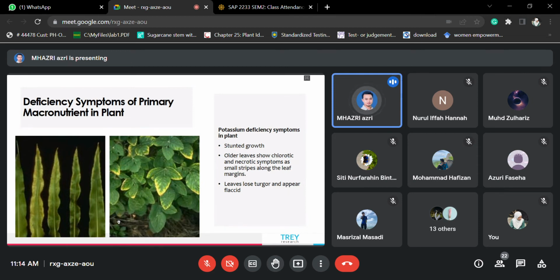Okay, so the deficiency symptom of potassium is stunted growth. The same goes for nitrogen and phosphorus, because they are primary macronutrients required by plants for optimum growth. Any deficiency of one of these elements will produce stunted growth and lower yields. Apart from that, deficiency of potassium will be manifested on the leaf by chlorotic and necrotic symptoms as small strips along the leaf margins, and then the leaf will lose turgor and appear flaccid.